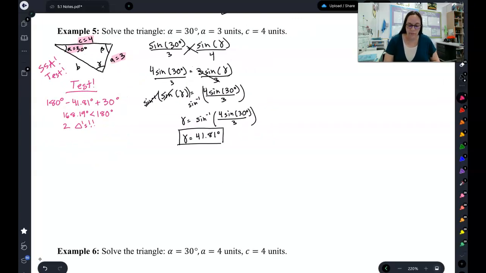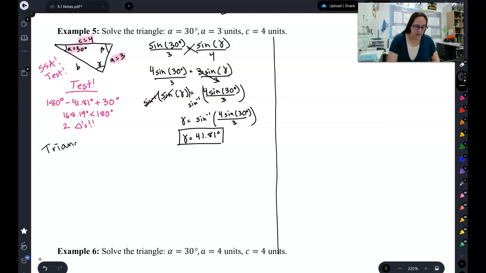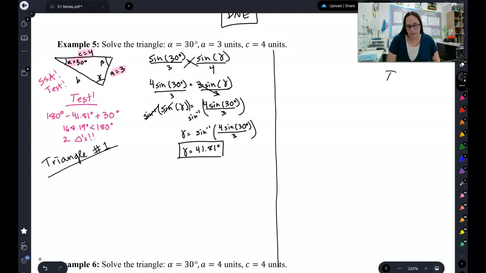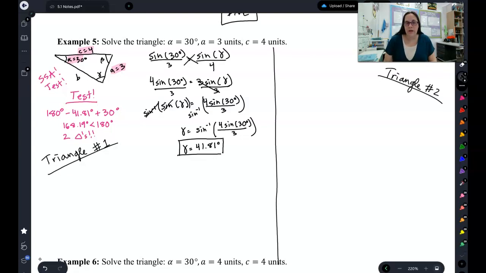So right away what I'm going to do is draw a big line here. I'm going to label all this triangle number 1. And I'm going to label all this part triangle number 2. So we have two completely different triangles here. The first one has this gamma. The second one is where gamma is obtuse. So to find that gamma, we do 180 minus the gamma we found, which will give us 138.19.